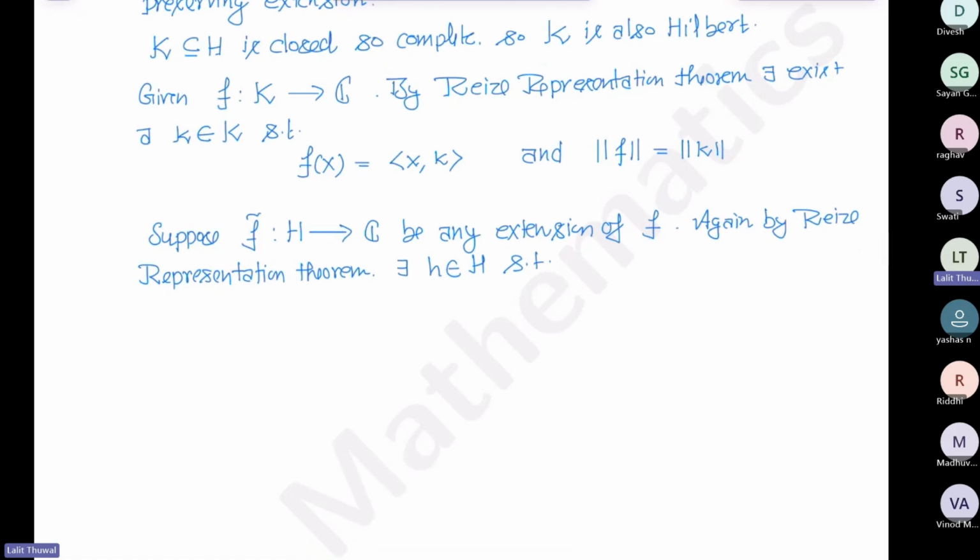Okay, so such that f tilde is of the form, for all x inside H, okay, and the norm of f tilde is equal to the norm of the representation vector, okay?